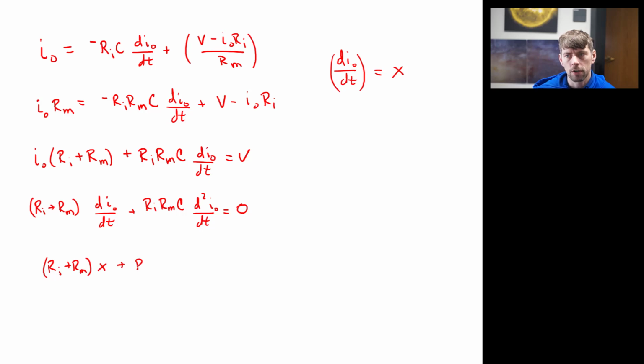And so this equation can be rewritten as x plus Ri Rm c dx dt equals 0. Right? Sometimes that helps. Sometimes it's a little harder to see it when you have these derivatives in here. But if I just simply replace one of the derivatives with some new variable, it makes it a little easier to see. Well, let's go ahead. Let's rearrange this so that we get the x's on one side and then everything else on the other.